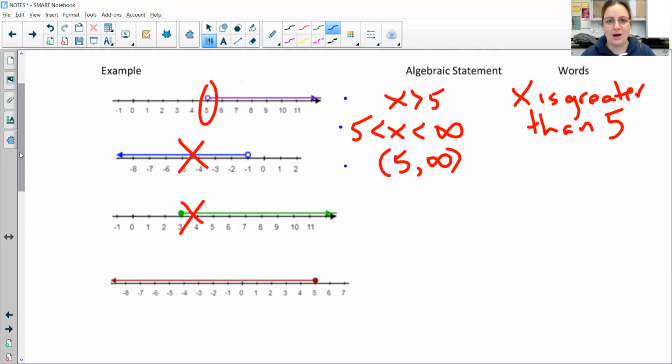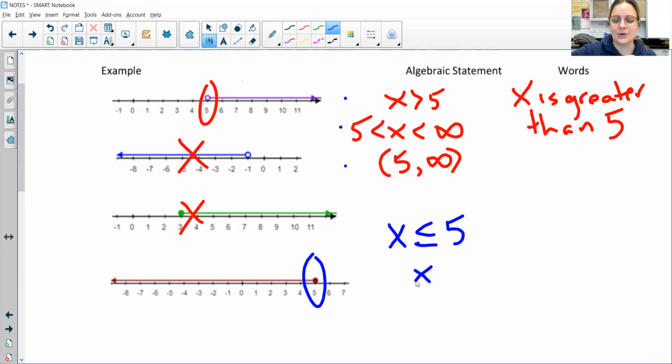This last one, I want you to pause and try on your own. So hopefully you did, and that went well. Here we still have the value 5 as a crucial point, but do you see how the circle is filled in? That means x can be equal to 5 as well, and it's going to be less than. So x is less than or equal to 5. And of course, it involves negative infinity, it goes down to negative infinity.